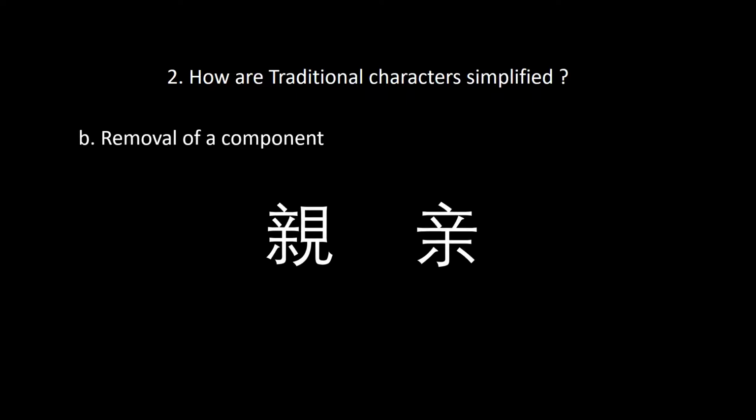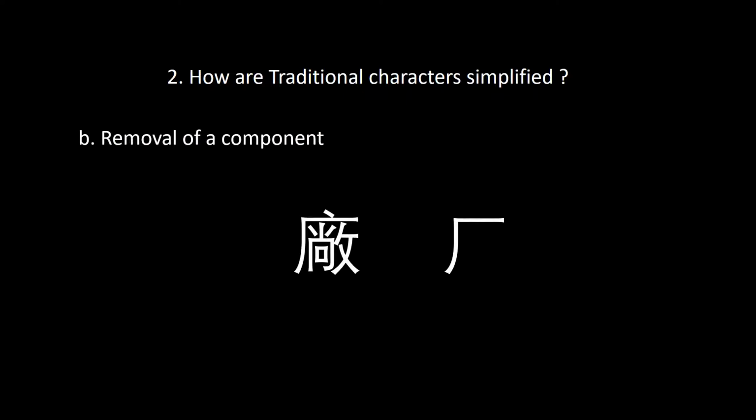Now the second method, removal of a component. In this character 亲, you actually remove this 键 component, and you are simplified into the right hand side without the 键. So basically you totally remove one particular component. Likewise, both characters still look about the same because you still have this main character. So you will still know how to pronounce this word 亲. Still look about the same, sound about the same.